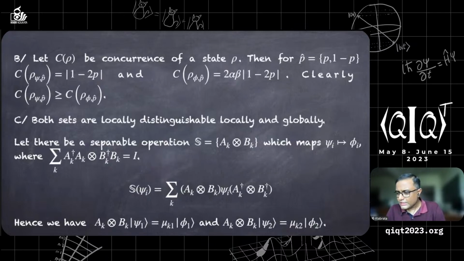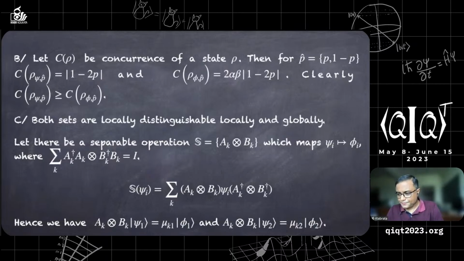And condition C, you see both these two sets are distinguishable locally or globally. Okay, so the condition C is also by and large satisfied.